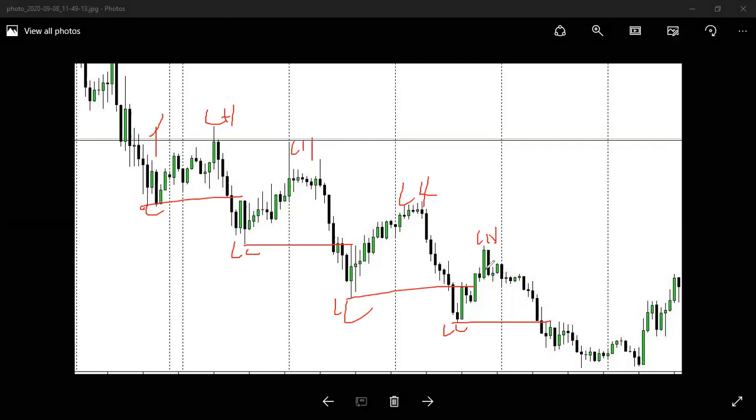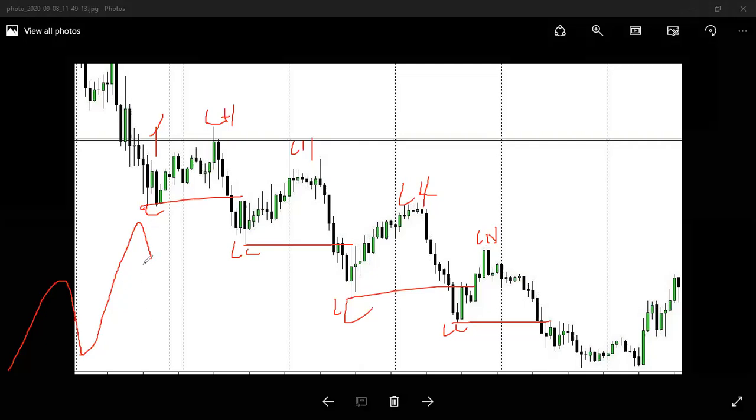And this time, price did not come back to premium. So take note that sometimes price does not come back to premium. Sometimes price does not come back to discount. So you can get something like this: higher high, higher low in discount, higher high, higher low in premium. So they don't want to come back down here. Sometimes price will do this.